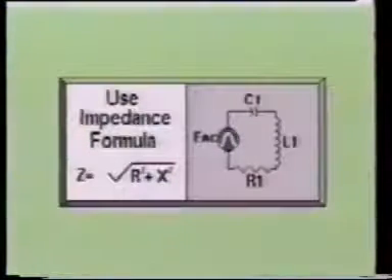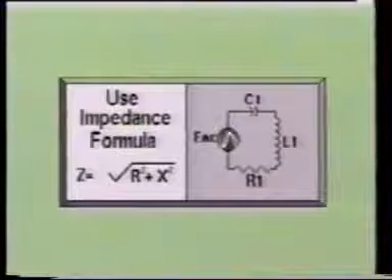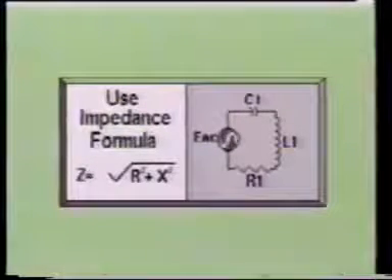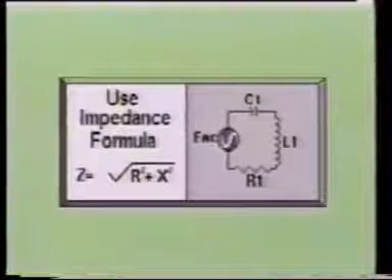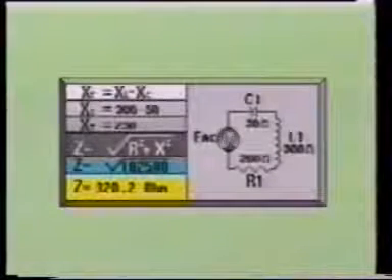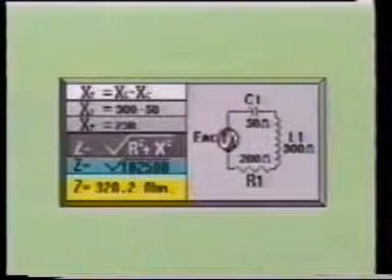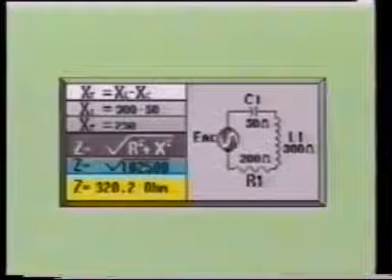Many circuits, however, will contain inductive reactance, capacitive reactance, and also resistance. Therefore, to determine total opposition to the flow of current in the series AC circuit, you must use the impedance formula. By assigning values to the components in our circuit, we are able to determine the circuit's impedance. We start by subtracting the capacitive reactance from the inductive reactance.